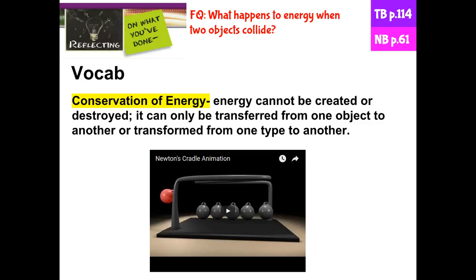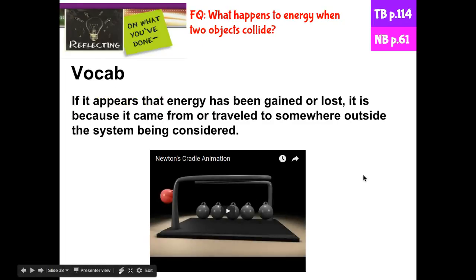The first one is conservation of energy. Energy cannot be created or destroyed. It can only be transferred from one object to another or transformed to another type. So the energy flows through objects, and it can be turned into heat or sound. Lots of different options for what it can turn into, but energy cannot be created or destroyed. It can only be transferred or transformed. Sometimes it might appear that energy has been gained or lost, but it's because it came from or traveled from somewhere outside of the system. So sometimes it might appear that an object had gained or lost energy, but that's not the case. It's just that energy came from somewhere outside of the system.